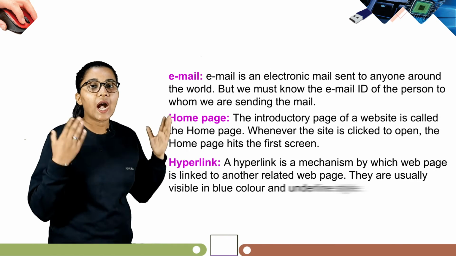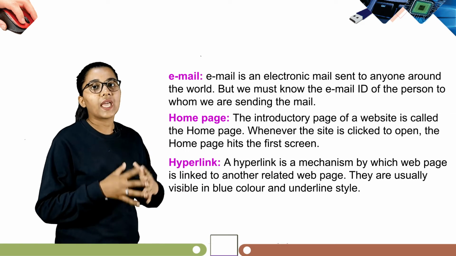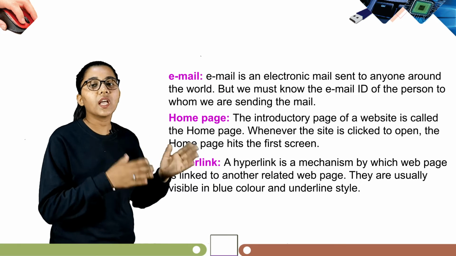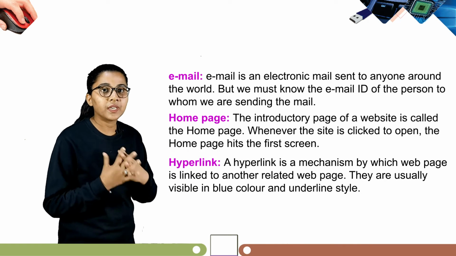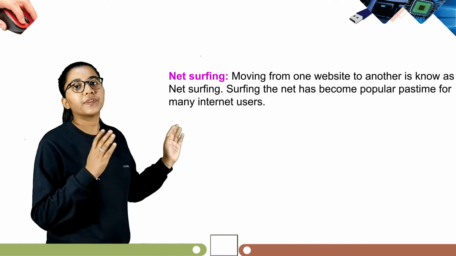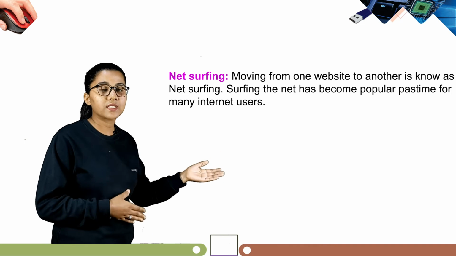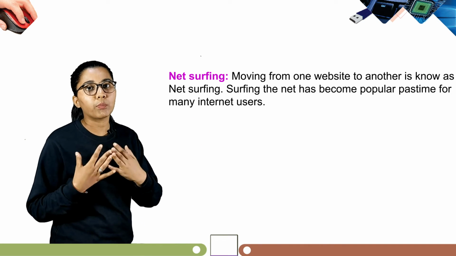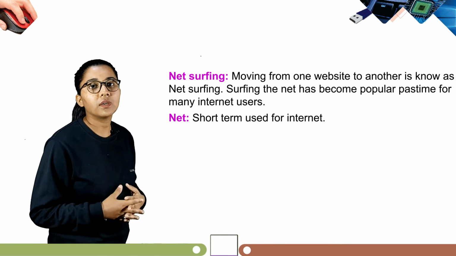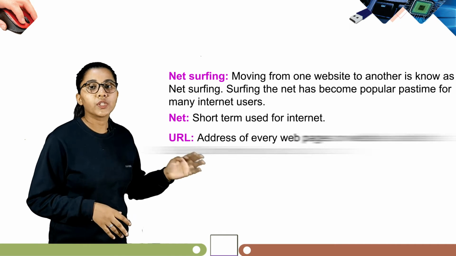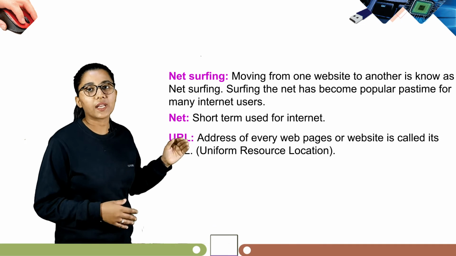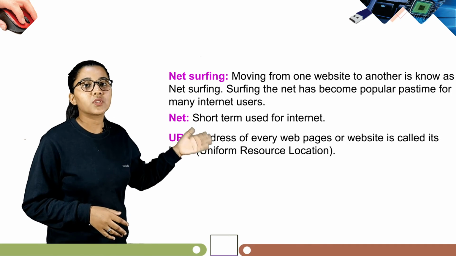Now next we have hyperlinks. A hyperlink is a mechanism by which a web page is linked to another related web page. They are usually visible in blue color and underlined style. Now students, next is net surfing. Moving from one website to another is known as net surfing. Surfing the net has become a popular pastime for many internet users. Next we have net, a short term used for internet. Now we have URL. The address of every web page or website is called its URL, that is Uniform Resource Locator.